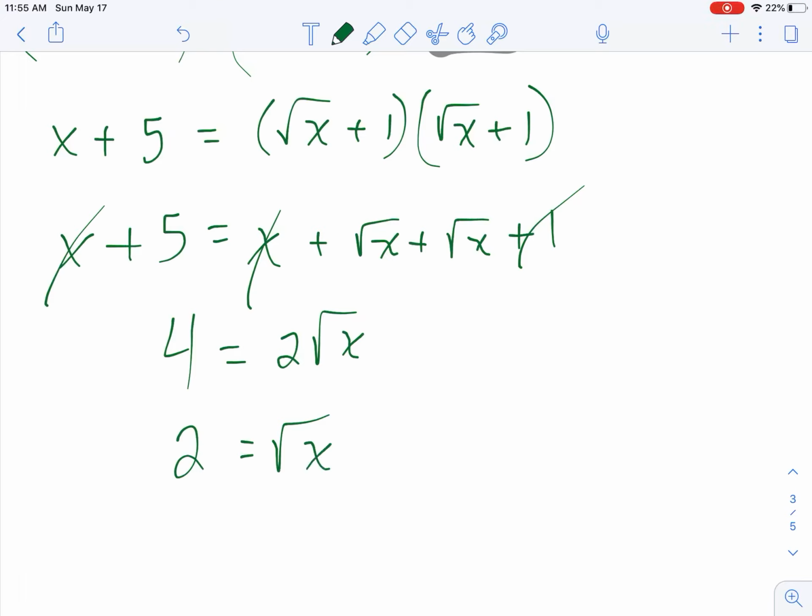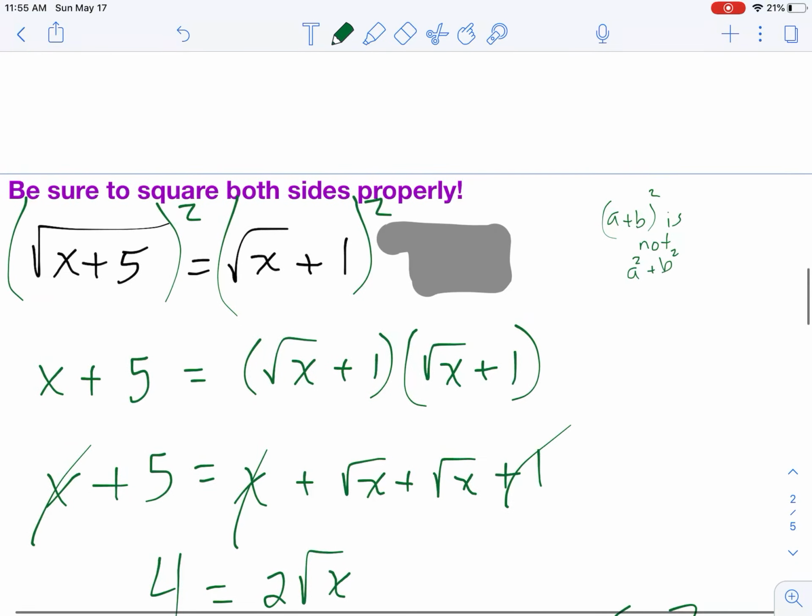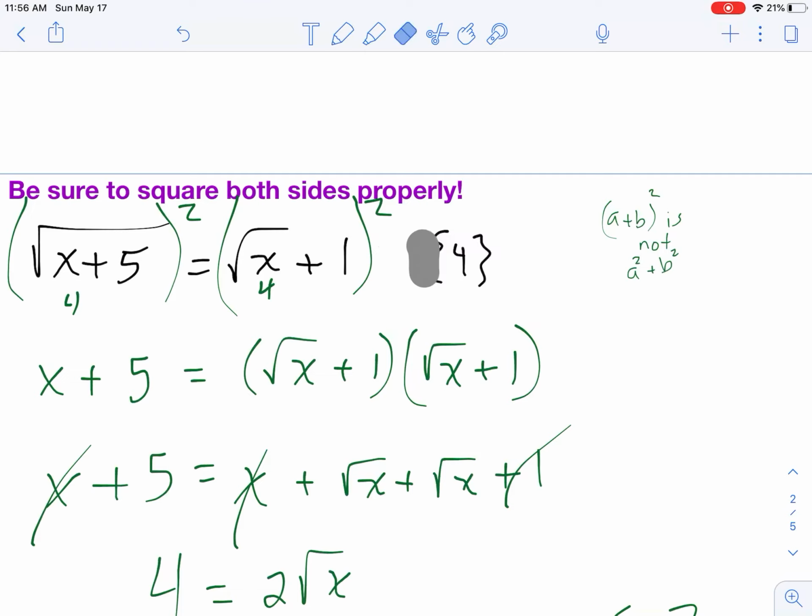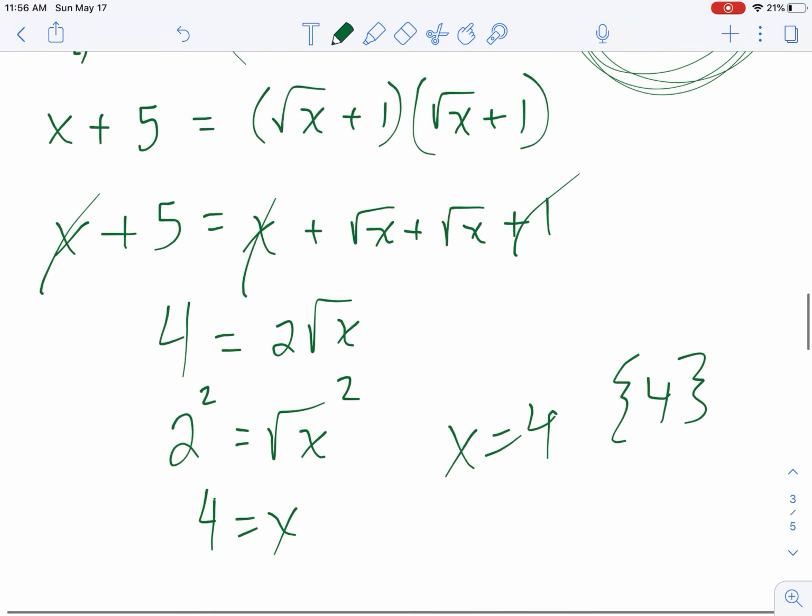So I'm already getting a sense for what my x will be equal to, but let me just do the motions of squaring both sides, so 4 equals x. Oh, cool. X equals 4. Let me go back up and double check that. So if x is 4, then this is the square root of 9. That gives me 3. If x is 4, this is 2 plus 1. Okay, cool. So yeah, x is 4. All right, so just make sure you are not forgetting about your middle terms.